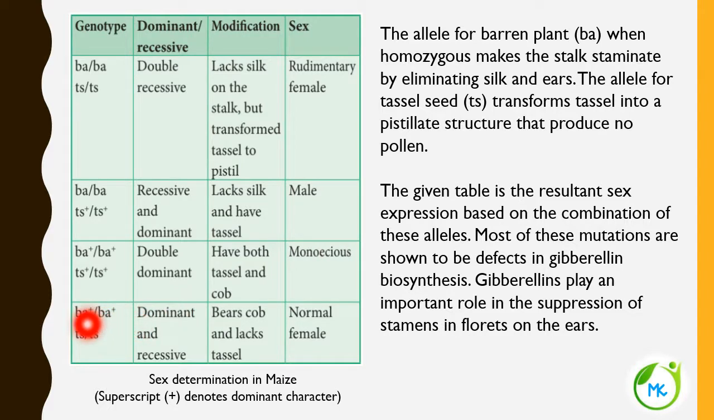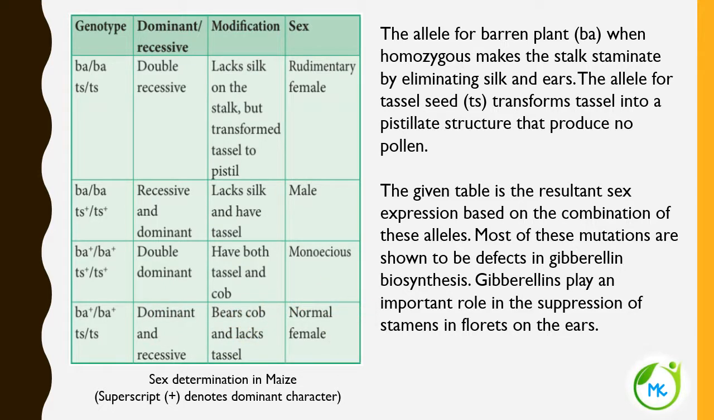And next, only ba plus and ts. So this is dominant and this is recessive. Since ba plus is there, it is going to bear the cob. And since ts does not have the plus, it is going to lack the tassel. So this sex will be normal female.